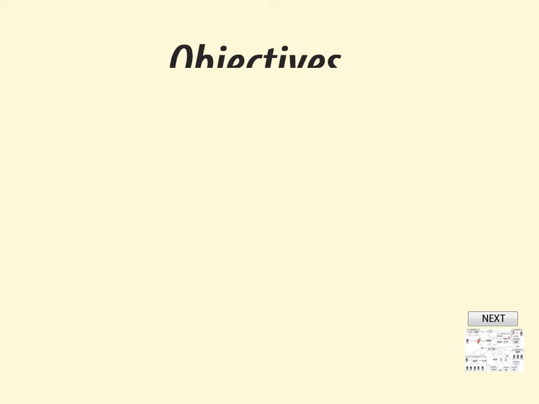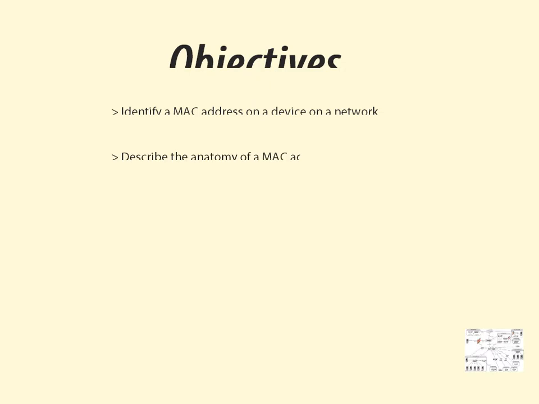There are four methods used in addressing a network: the MAC address, the IP address, character-based names, and port addresses. We have created 4 tutorials, each focusing on one of the 4 methods. During this tutorial, we will focus on the MAC address. At the conclusion of this tutorial, we will be able to identify the MAC address on a network device, describe the anatomy of a MAC address, and be able to identify the MAC addresses on a Windows personal computer.